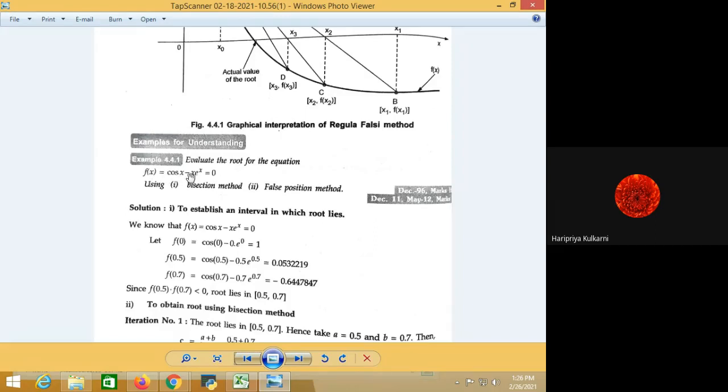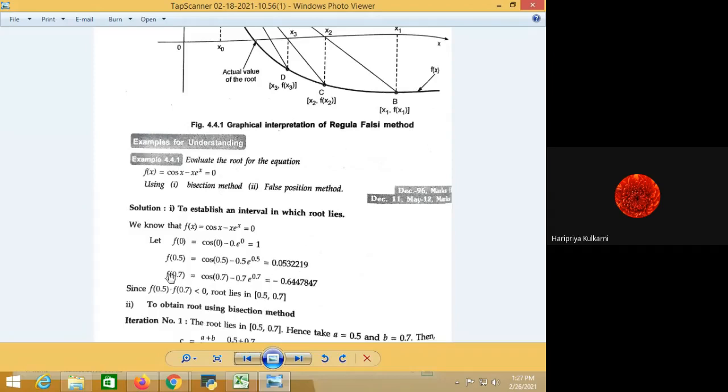f of x is cos x minus x e raised to x equal to 0. First of all, we'll solve it with the help of the bisection method. So we'll try with 0 and 0.5. Randomly I'm taking 0 and 0.5. I have checked f of 0 and f of 0.5. Both are positive, so it will not work.